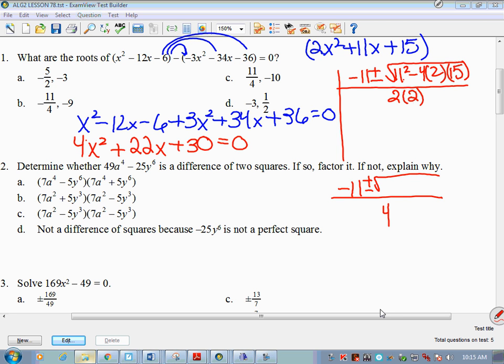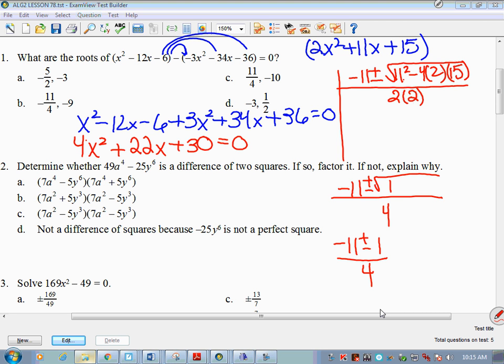Okay. 11 squared is 121. Negative 4 times 2 times 15. So just in my calculator, 11 squared minus 4 times 2 times 15 comes out to what? 1. The square root of 1. What is the square root of 1? 1, right? Is that correct? All right. So what we have is negative 11 plus or minus 1 divided by 4.